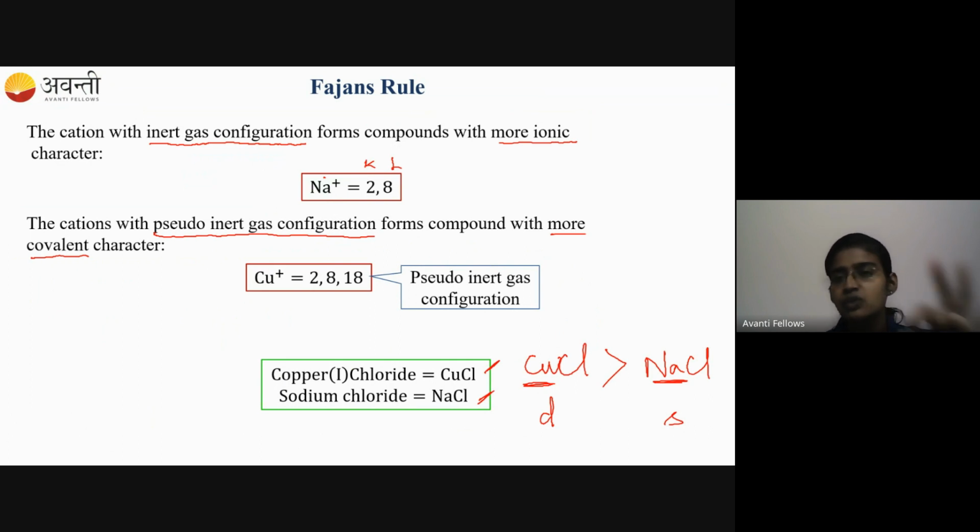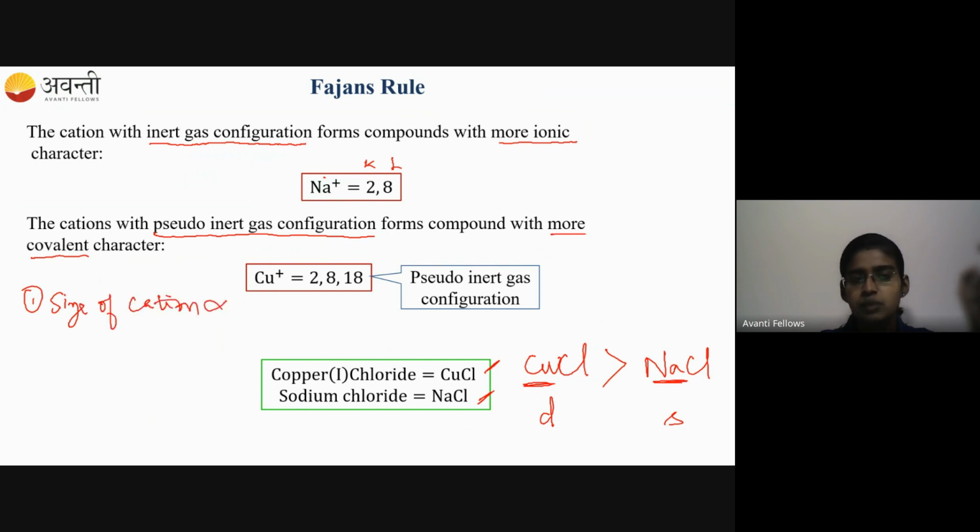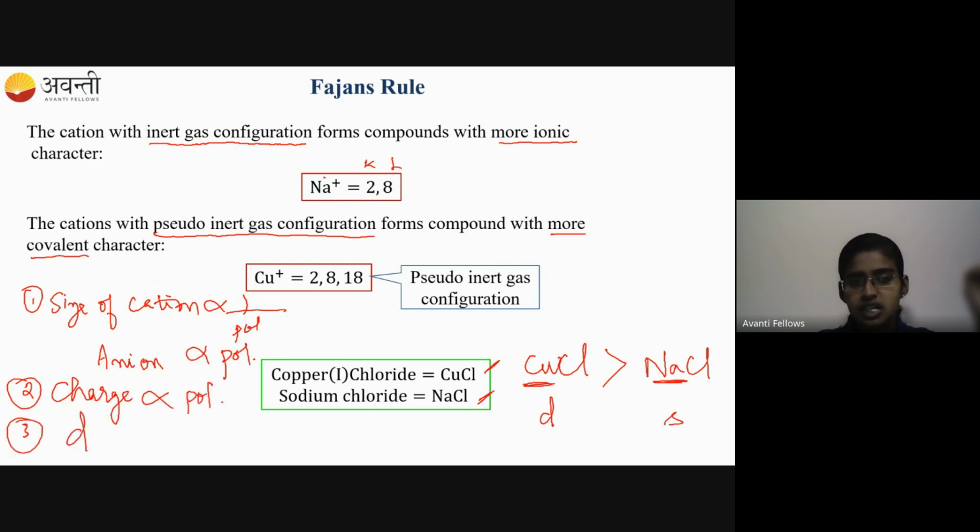So there are 3 Fajans rules. One is about the size of the cation. Size of the cation is inversely proportional to polarization, and size of the anion is directly proportional to polarization. The second rule is charge. Charge of the cation or anion is directly proportional to polarization. And the third is D block metal ions will form more covalent compounds compared to S block elements. So these 3 are the Fajans rules.